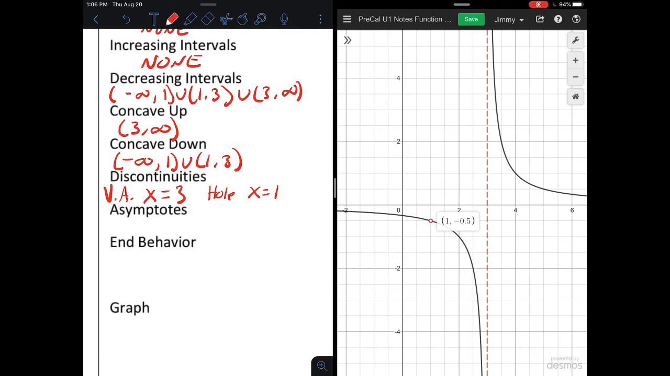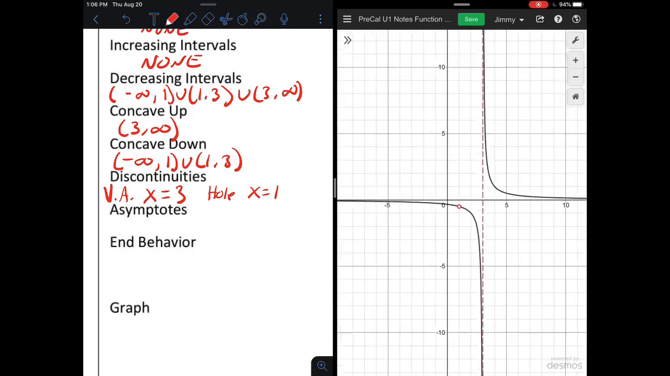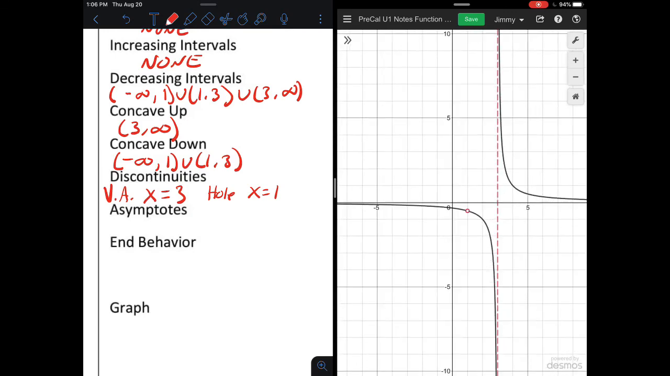Now, when we're talking about all of our asymptotes, we have to also account for the horizontal asymptote that exists here. And we see that the graph flattens out on the x-axis, so we'll identify that we had that vertical asymptote, and we also have a horizontal asymptote at y equals 0.